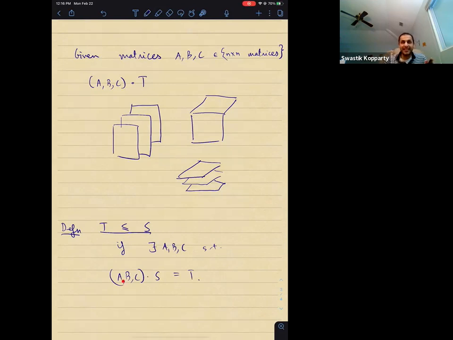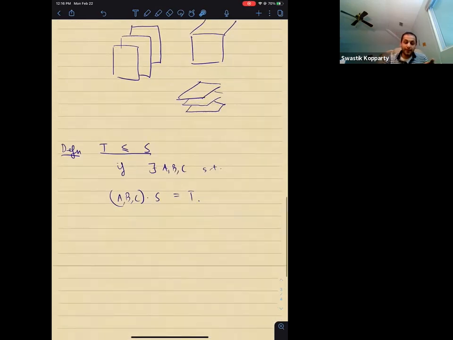What is this definition saying? Remember, ABC need not be non-singular. They could be singular too, so they can reduce dimension and reduce the rank of things. This is a statement saying that you can embed T inside S after taking linear change of variables in either direction.